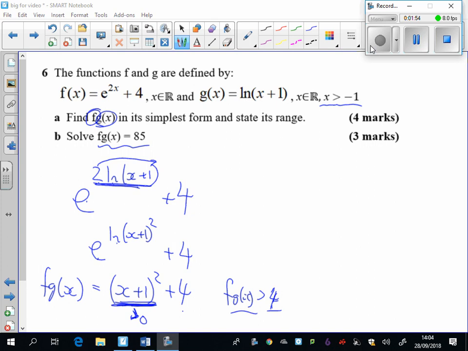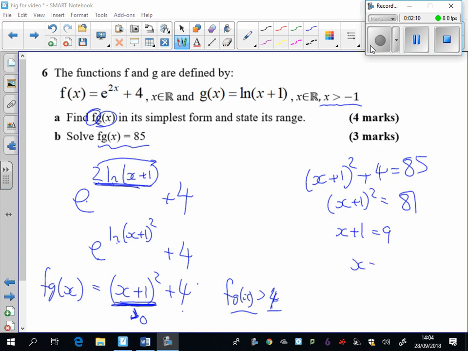Then we've got an equation to solve. fg of x equals 85. We'll have already done all the work for that. So I've got (x plus 1) all squared plus 4 is equal to 85. Let's take away the 4. Let's square root and take away 1.